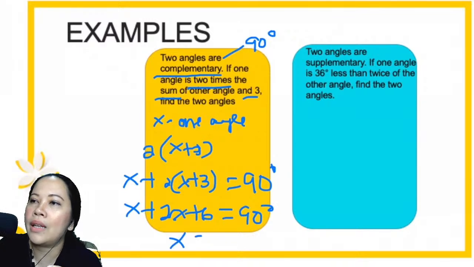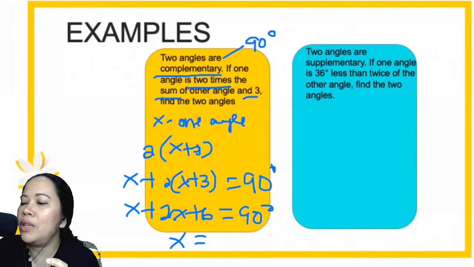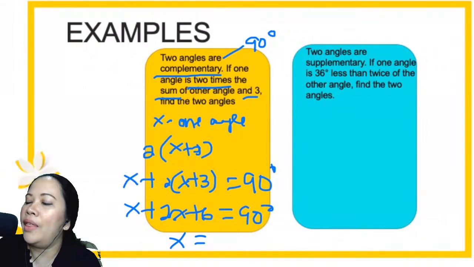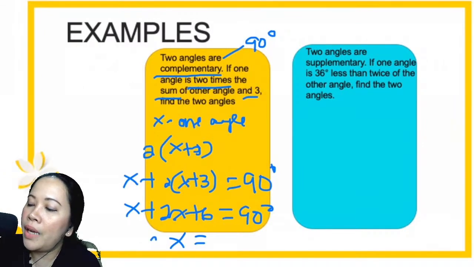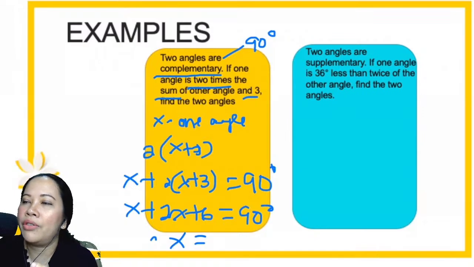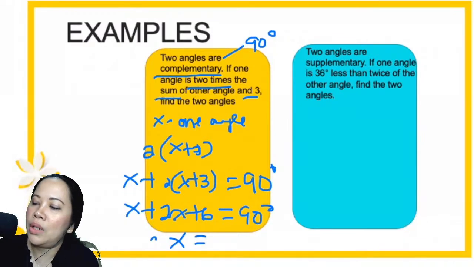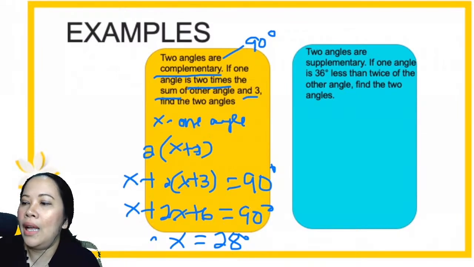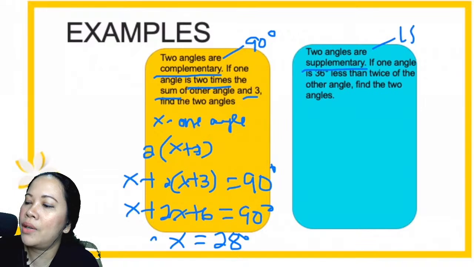You solve: x would be, transfer, 90 minus 6. So you will have 84, and then divided by 3 because that's 3x. So 84 divided by 3, that will be 28 degrees. Okay, and of course, if it says supplementary, meaning this is 180.